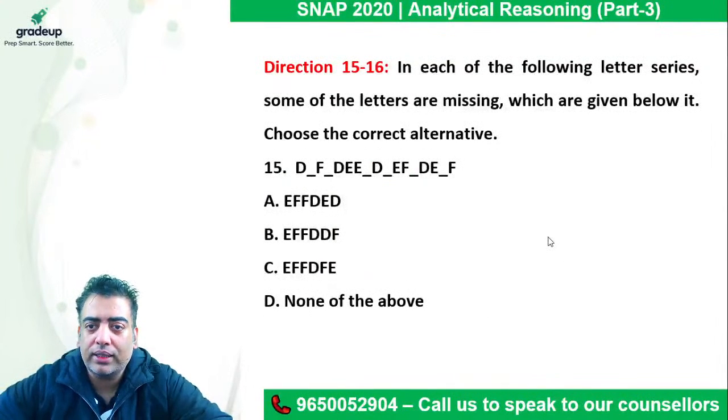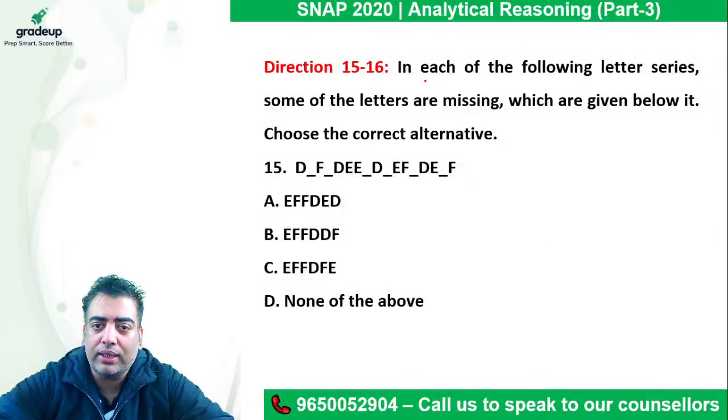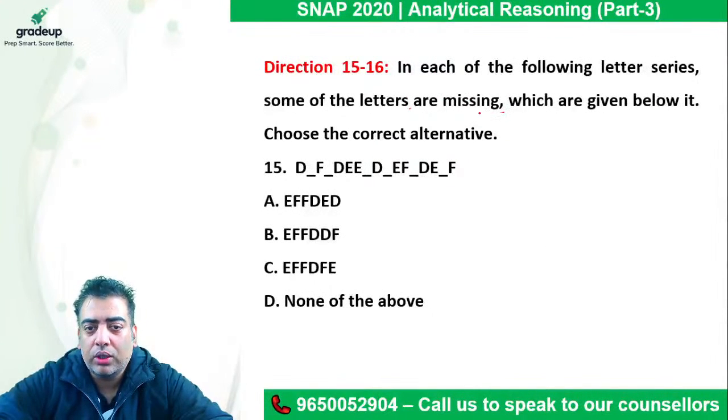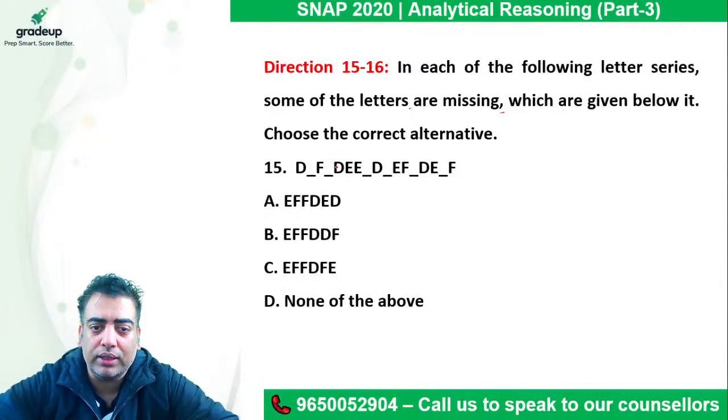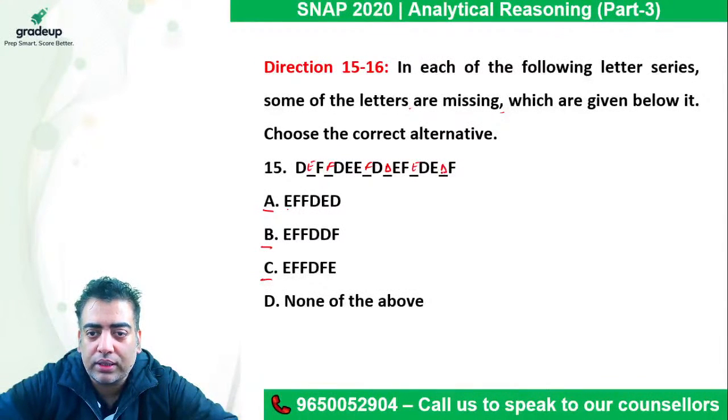Here he says, in each of the following letter series, some of the letters are missing which are given below. So choose the correct alternative. In order to solve these kind of questions, we have to use each and every option and observe which will give us some definite pattern. Like if I put E, F, F, D, E, D, they are the values in the first answer option. And let's see what we get. So we got D, E, F.